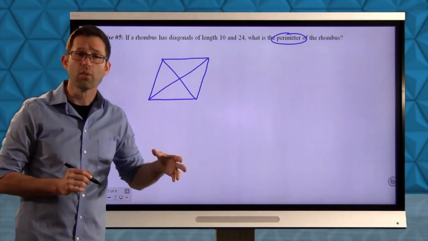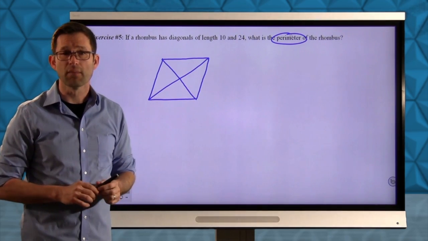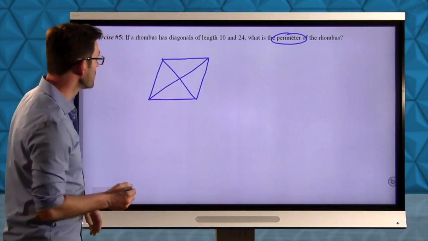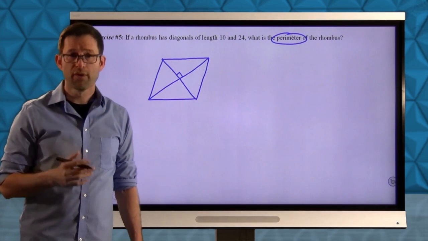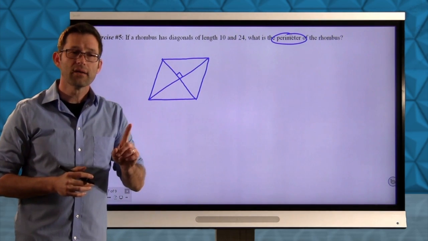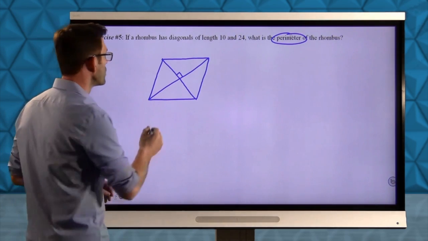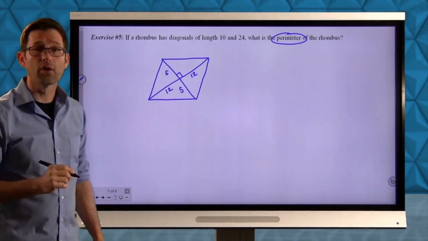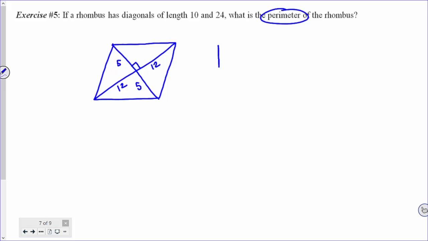Now keep in mind, we find perimeter by just adding up the lengths of all four sides of this rhombus. Since all four sides are the same length, if I can figure out the length of one side, I've got them all. One of the keys here is that I know that that is a 90-degree angle. That's one of the properties of a rhombus. And because a rhombus is a parallelogram, these diagonals bisect each other. In other words, this would have a length of 5 and 5, and this would have a length of 12 and 12. And the beautiful thing here is that now we have these four right triangles. They're all congruent. Let me break one of them out here.